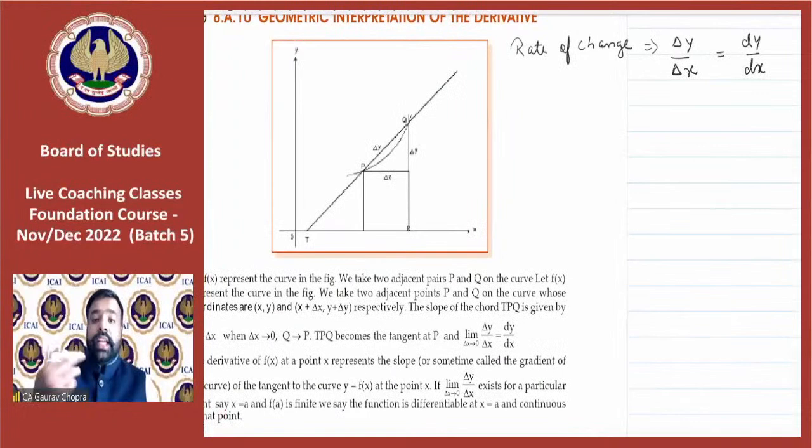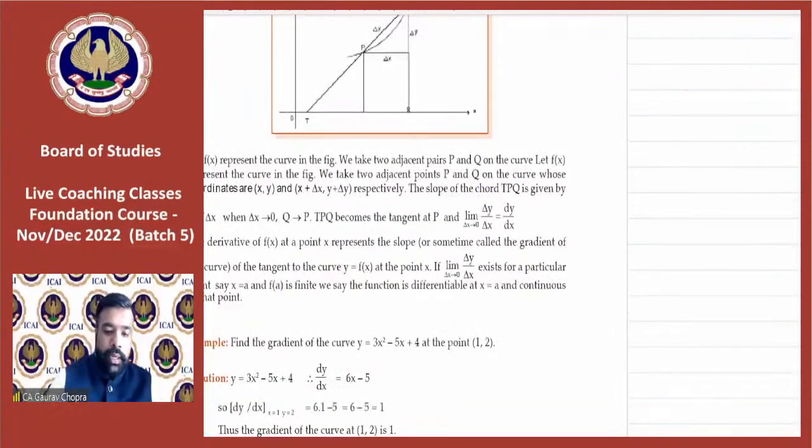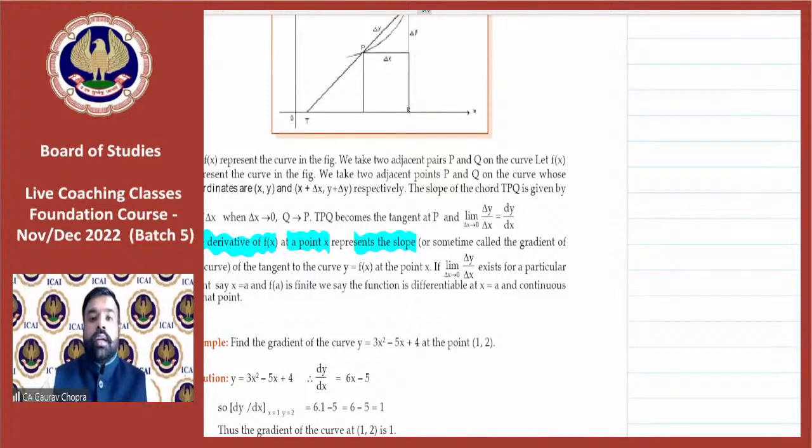So this change is basically known as the slope or the gradient of the curve. Let us read from this paragraph. The derivative of any function f(x) at a point x represents the slope. The derivative of the function is representing the slope. Slope means the angle, how the line is inclined, how steep it is. That is the slope. Or sometimes it is also known as the gradient of the curve.